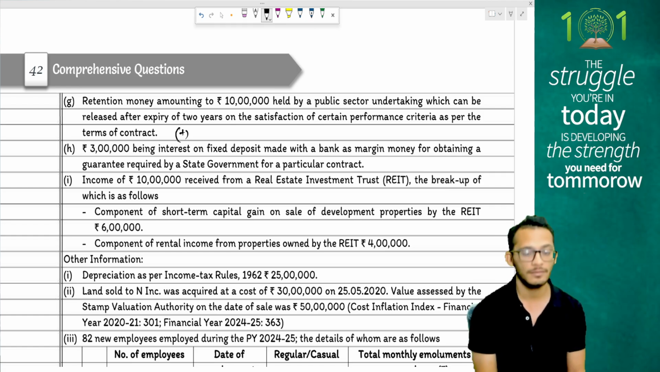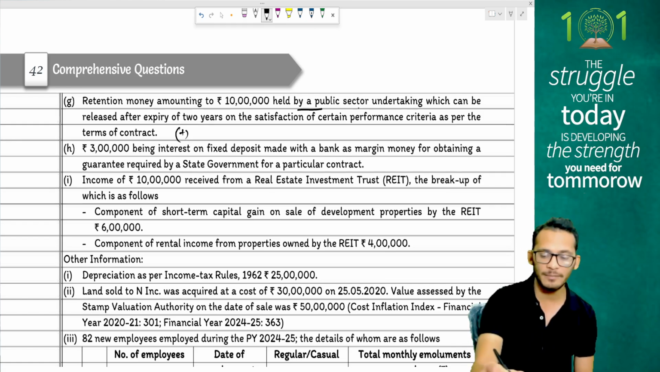Sorry? It says held by a public sector undertaking.